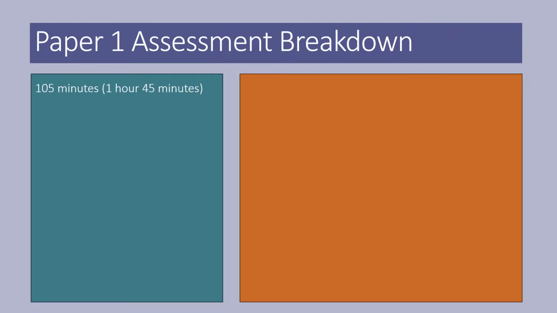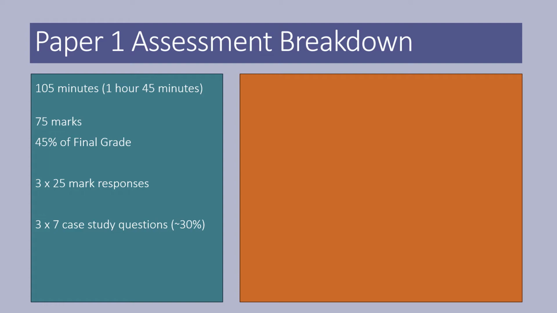So, paper 1 assessment breakdown, just to remind you: it's 105 minutes, it's got 75 marks, and it's 45% of your final grade. You answer three 25-mark responses. You will then answer three 7-mark case study questions within those 25-mark responses. Three sections, one question from each.